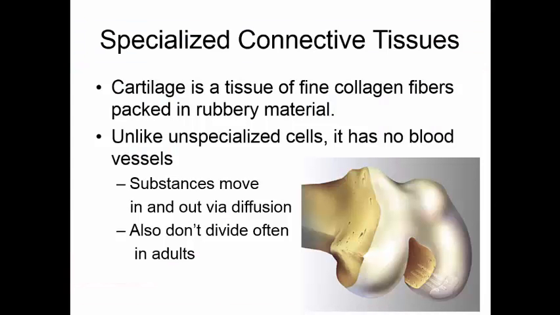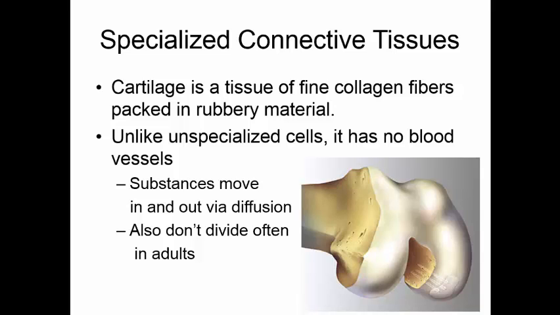Right. Then we have our specialized connective tissues. These tissues have very specific functions that are quite different from our other types of loose connective tissues. These are found in very specific locations within the body and do very specific functions. Okay? So for our cartilage, it has no blood vessels attached to it.